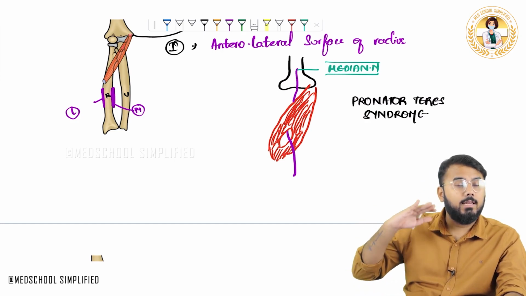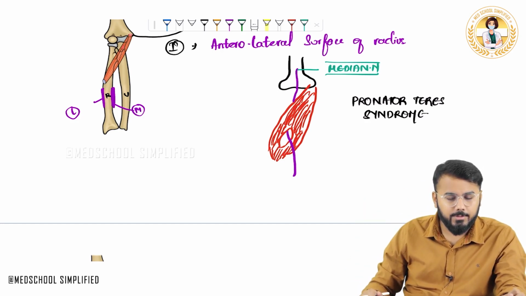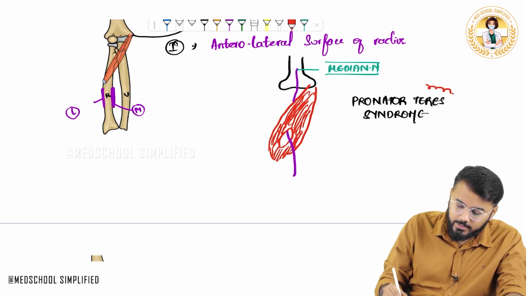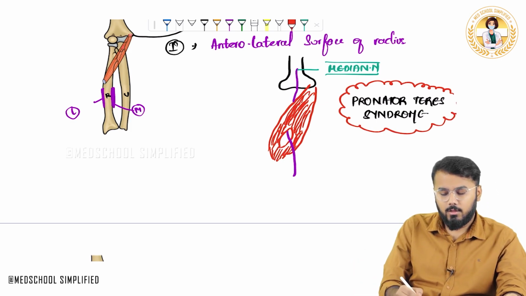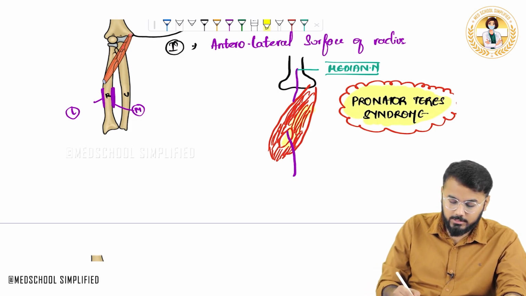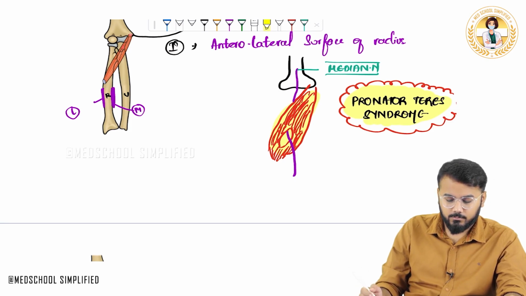I will tell you later on what will happen when the median nerve is damaged, okay. That time I will tell you all these things. So this is called pronator teres syndrome. For now, what you need to remember is this. This is the clinical point which you definitely need to keep in your mind. Clear? So this is your pronator teres muscle.